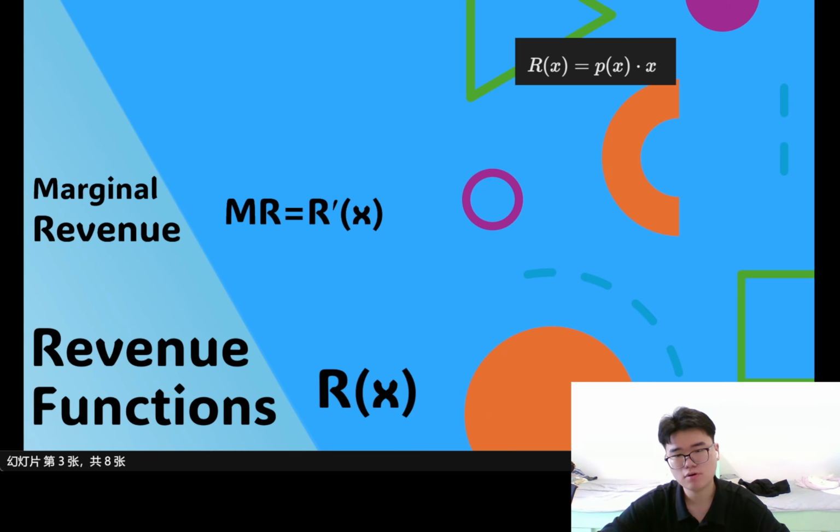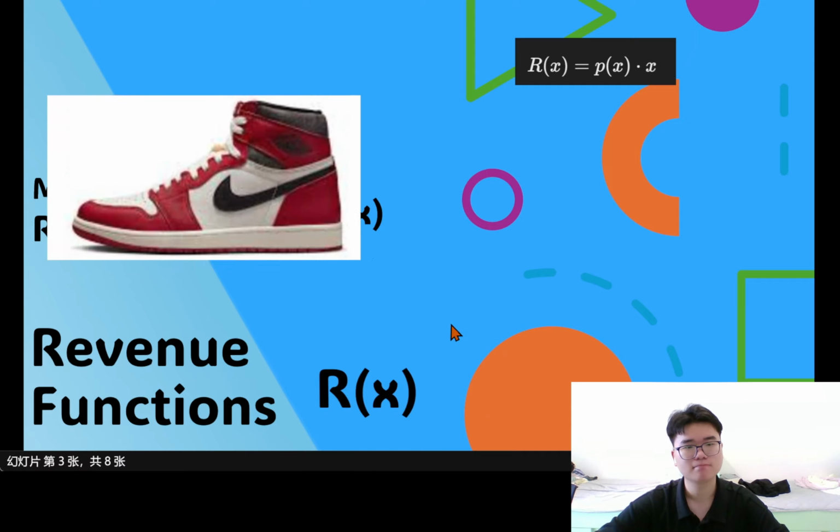Okay, let's explore the marginal revenue. The marginal revenue is the derivative of the revenue function. It tells us how total revenue will change when sales volumes increase by 1 unit. In other words, marginal revenue is the additional revenue from selling 1 additional unit of the product. Let's take an example.